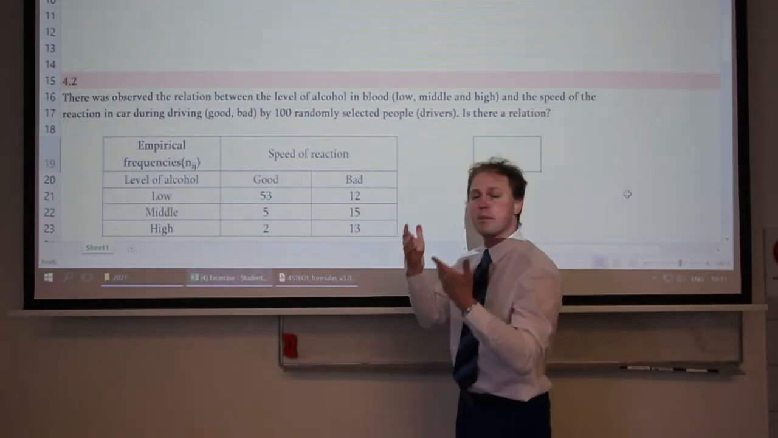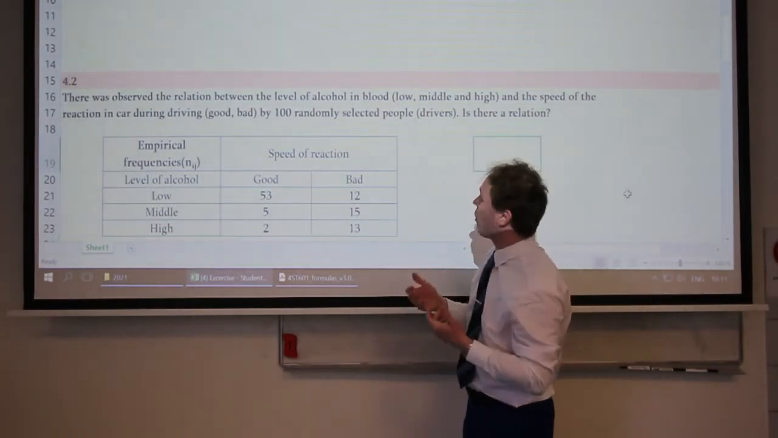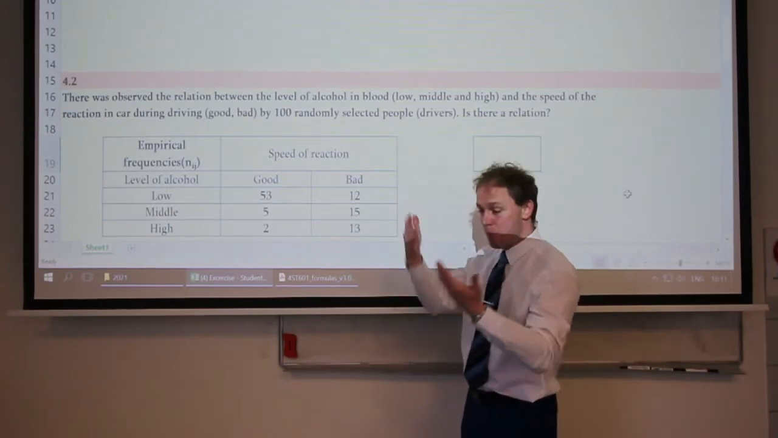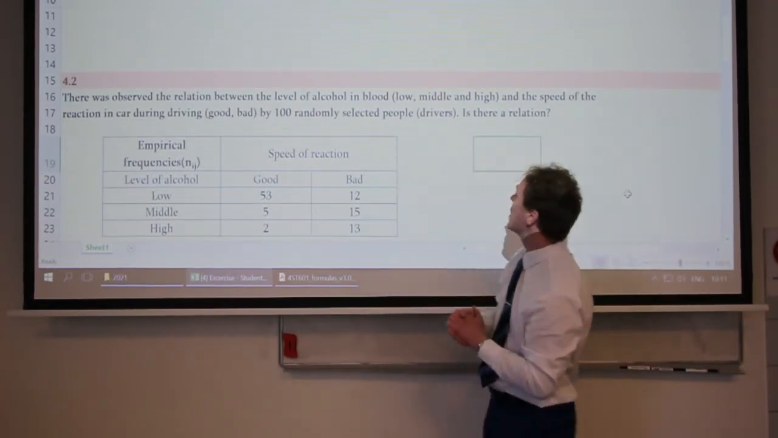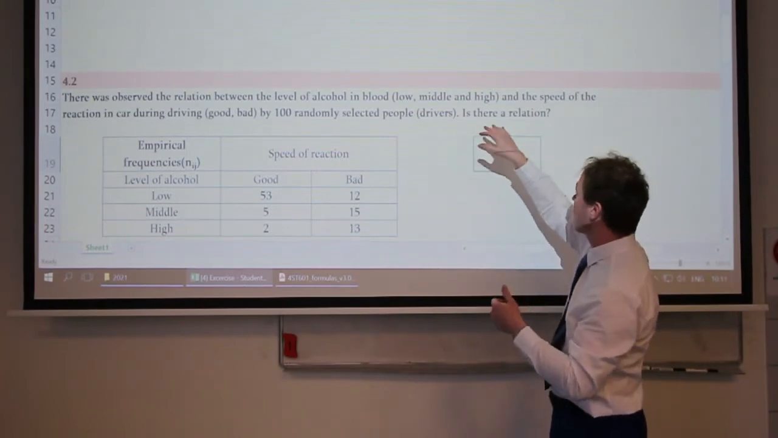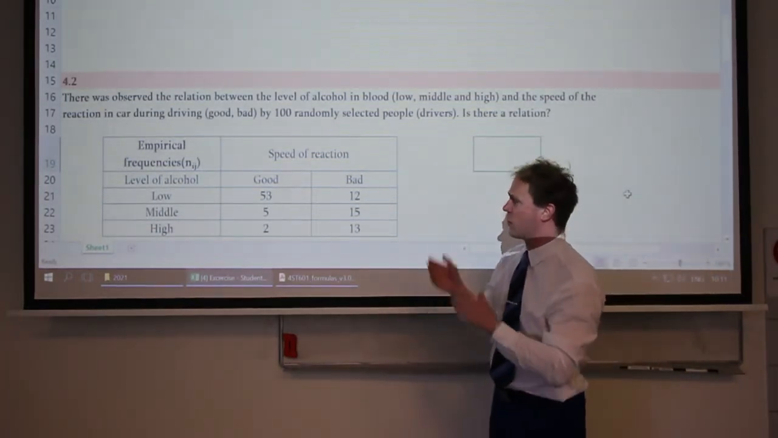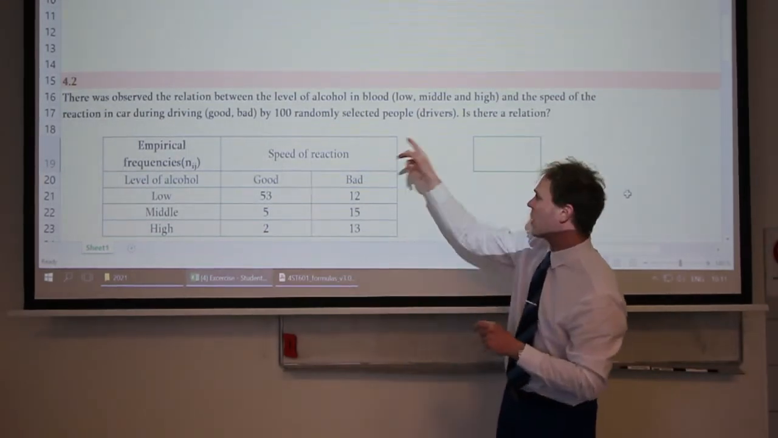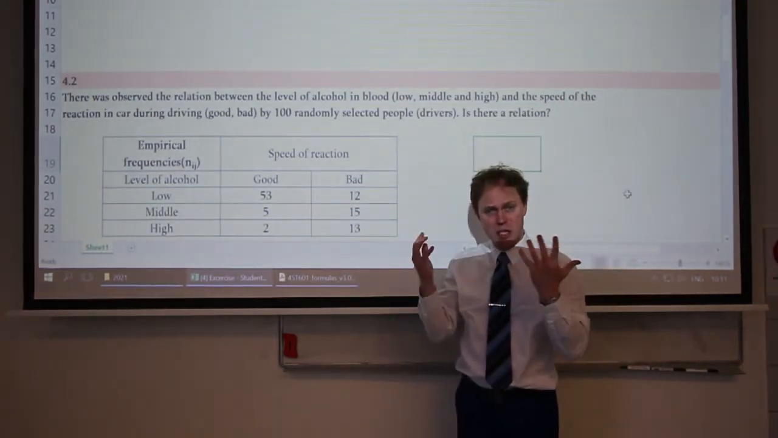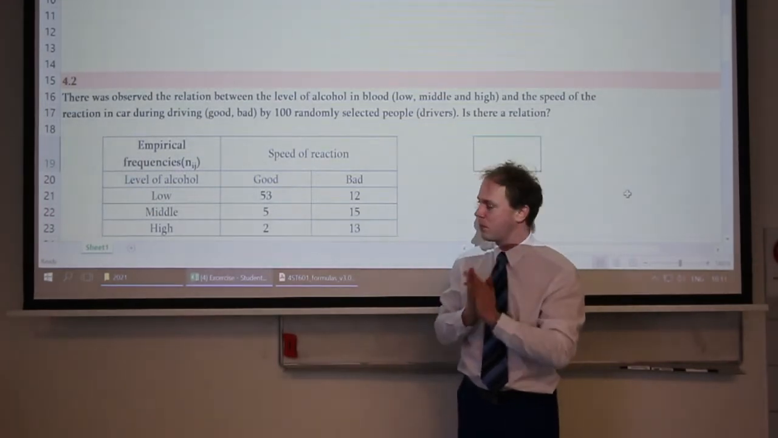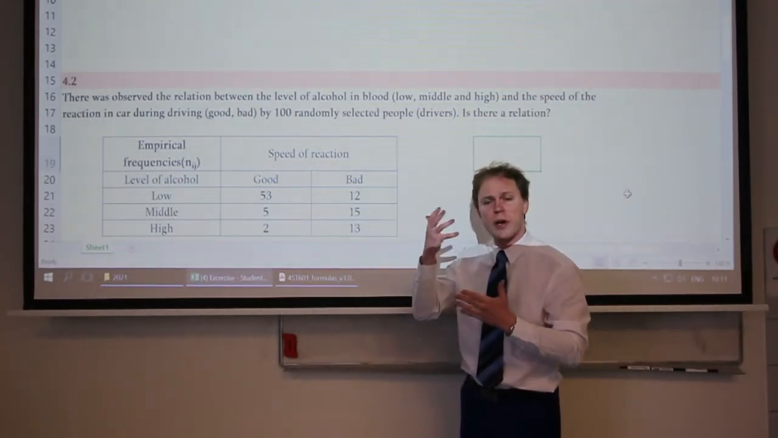This is again a subjective evaluation, because we don't know how many beers or shots is for anybody low level, mid level, so it's again a subjective scale, but we have divided this into low, middle and high level of alcohol in blood and the speed of the reaction in the car during driving, good reaction, bad reaction, by 100 randomly selected people. And there is a question, is there a relation? Probably yes, but we would like to calculate some coefficient and interpret the strength of this relation.